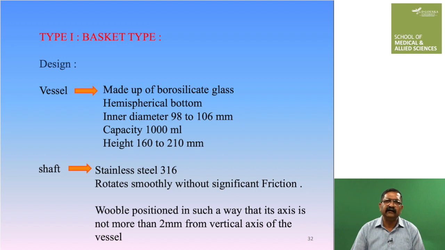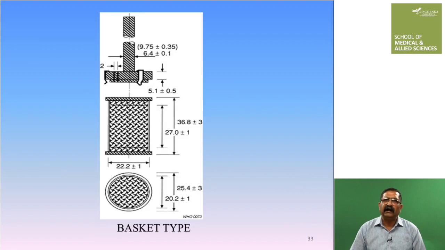The design is a vessel which is made up of borosilicate glass, hemispherical at the bottom, inner diameter is 98 to 106 mm and capacity of the bath is 1000 ml. Height of the container is 160 mm to 210 mm. The stainless steel is 360 grade. It rotates smoothly without significant friction. Wobble is positioned in the axis not more than 2 mm from the vertical axis of the vessel. In the slide, next you can see the image of the basket with all its dimensions.